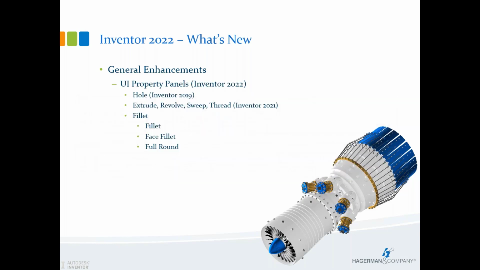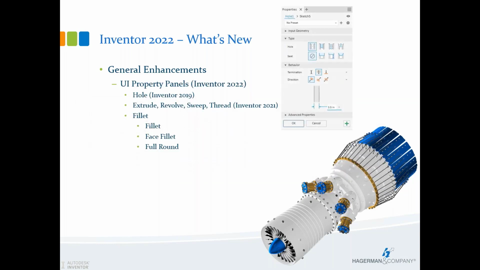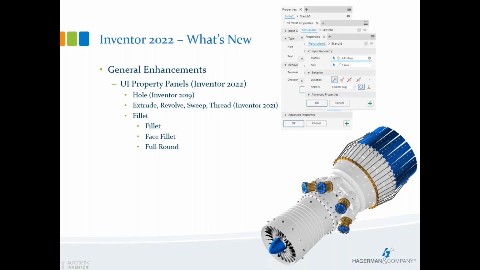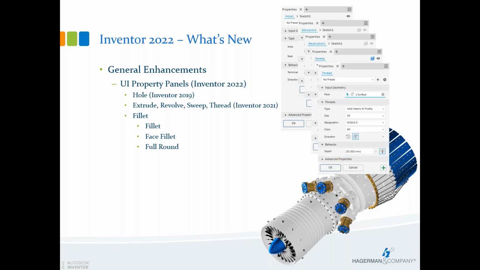So in 2019, I spoke about it a few minutes ago, the whole panel was added, replacing the dialog box from legacy versions of Inventor previous to 2019. Well, then in 2021, the extrusion command, the revolve command, the sweep command, and the thread command were added. And these new user interface panels, these UI panels, are set up with a top-down approach. So you start at the top and you work your way down through the dialog box. Well, the fillet command has been added with support for 2022.